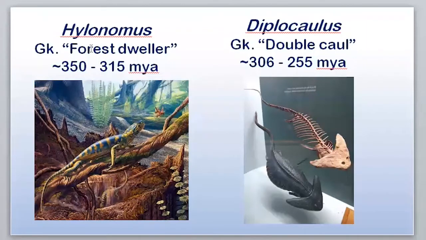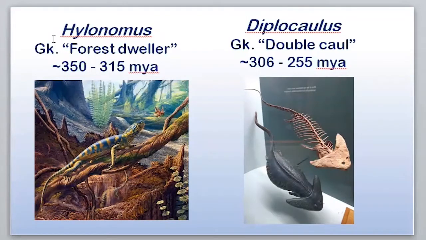Anyway, the other guys I put are one, Hylonomus, and the other, Diplocaulus. The Hylonomus is an extinct type of reptile, a lizard. They were one of the first reptiles to exist. Yeah, it's in the group agamids, that means arboreal lizards. Good. What about the Diplocaulus?